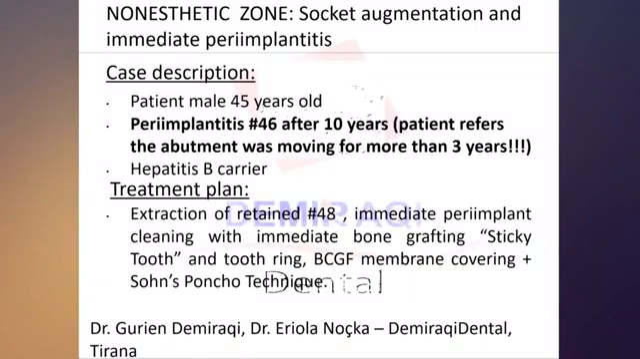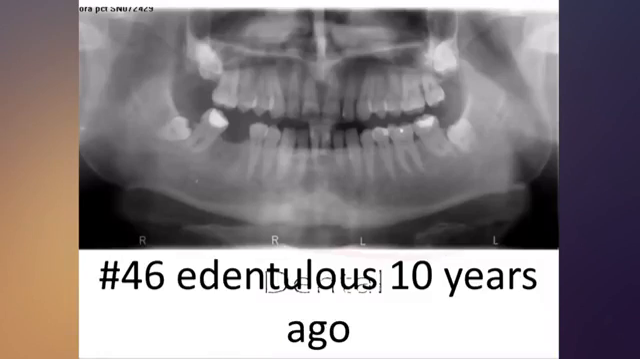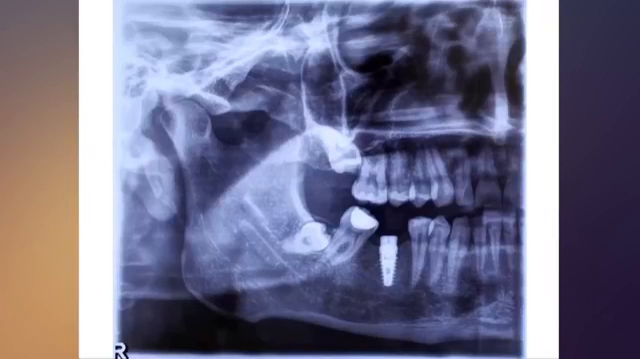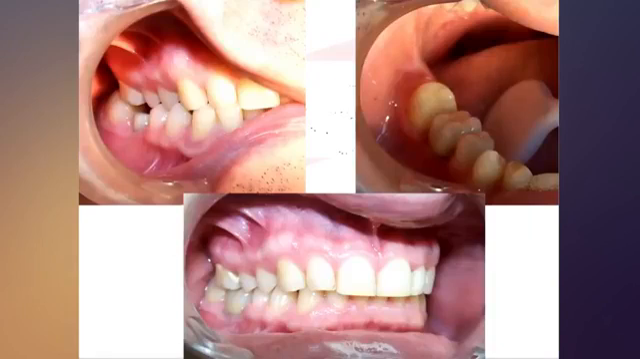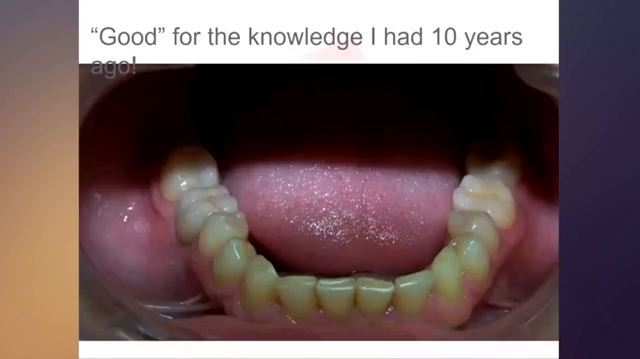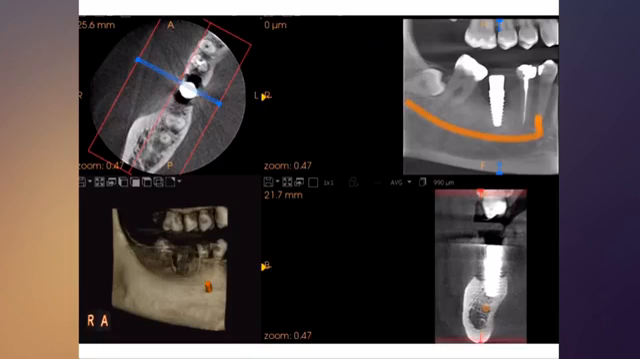Another case of periimplantitis, a patient where I placed an implant 10 years ago. This was the situation. I placed an implant which was not bad at the time, but after 10 years and after not seeing him for 4 years, he said that the implant was moving, but it wasn't the implant that was moving. The prosthetics was moving for 4 years, and this is what it created.